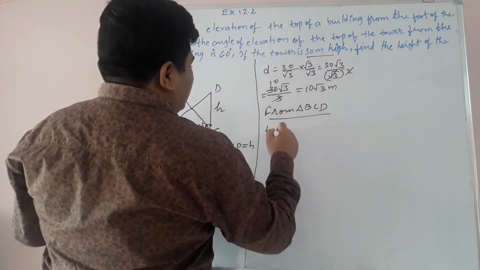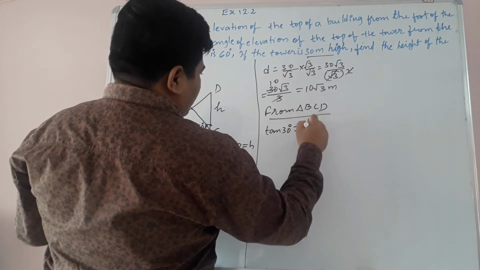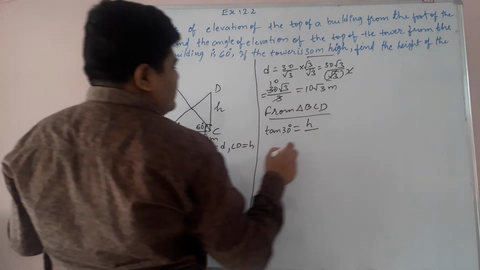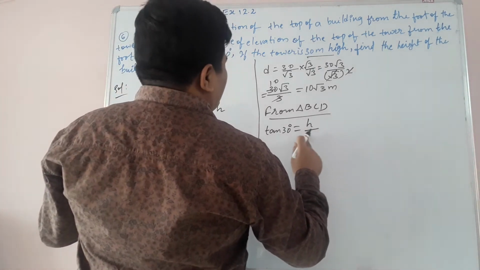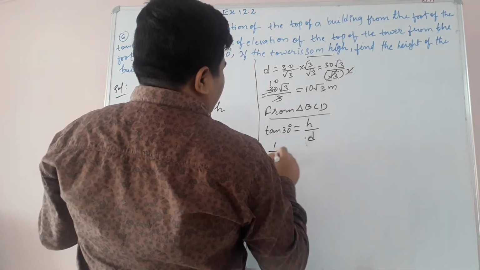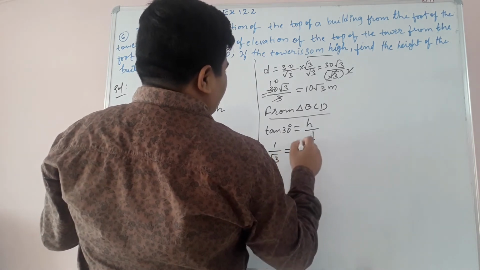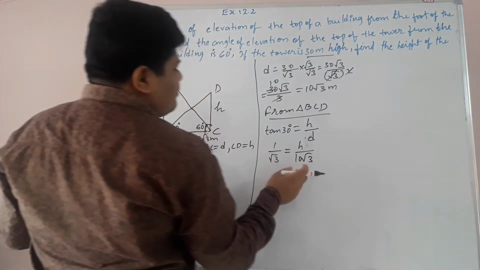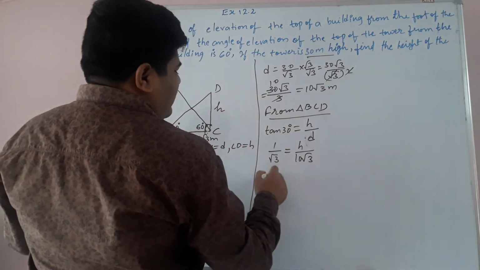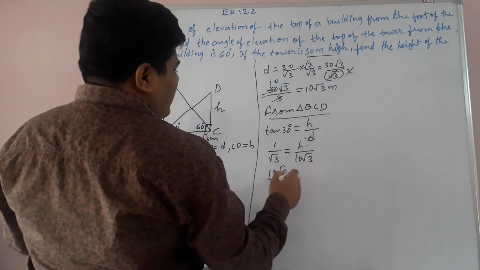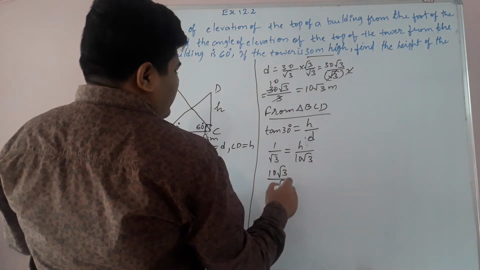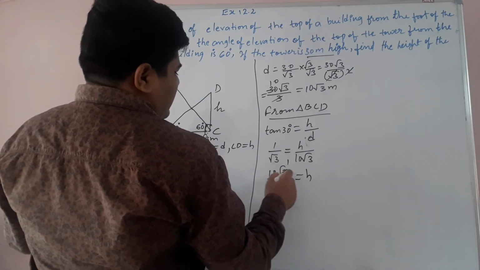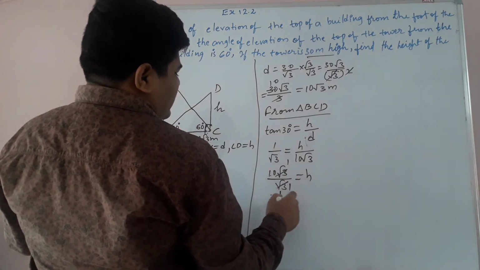So tan 30 degrees is equal to opposite side over adjacent side. The opposite side is h, that is the height of the building, and the distance is 10 root 3 meters. So I write h by d, and the value of tan 30 degrees is 1 by root 3, so h by d is 1 by root 3. With d as 10 root 3, children, transpose 10 root 3 to the left hand side, then what we will get? 10 root 3 by root 3 is equal to h. The root 3s cancel, and 10 into 1 is 10, so height is equal to 10 meters.